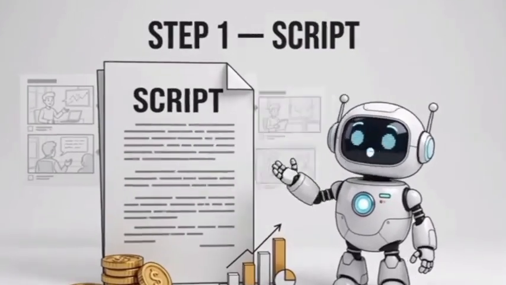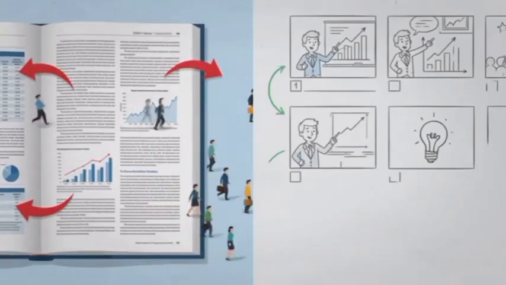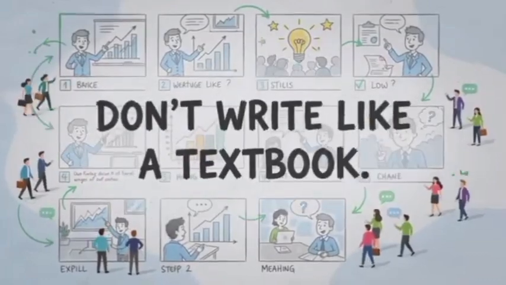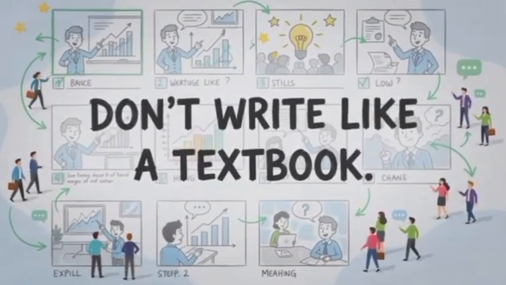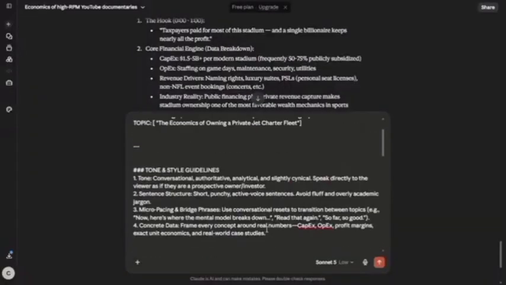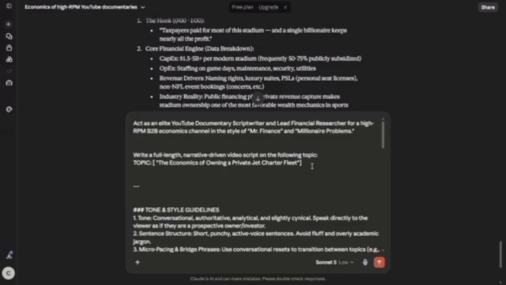Step 1 is the script. If your script sounds like a dusty finance textbook, people are going to click off in 5 seconds. To prevent that, we run our topic through a master scripting prompt built around a proven 6-part framework.